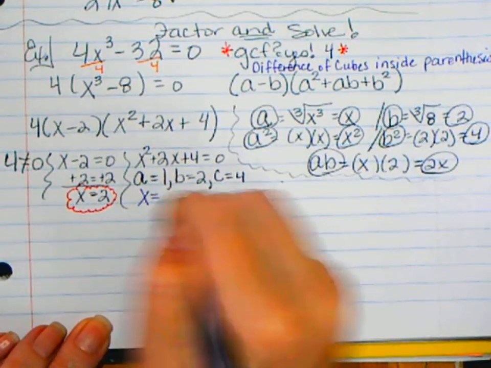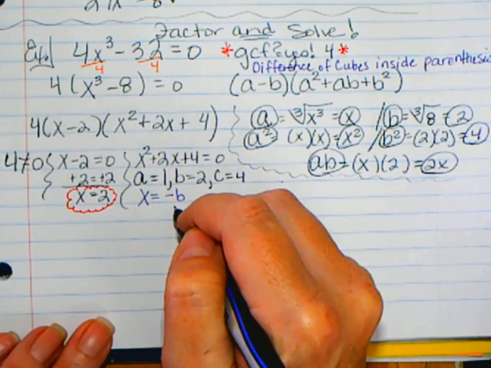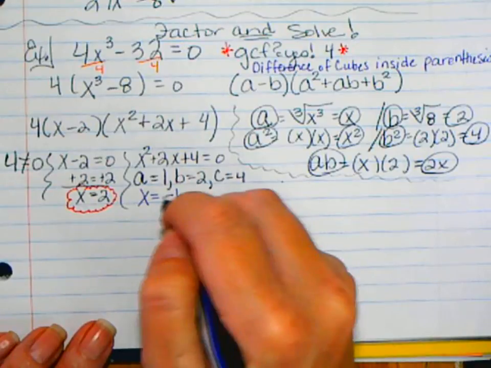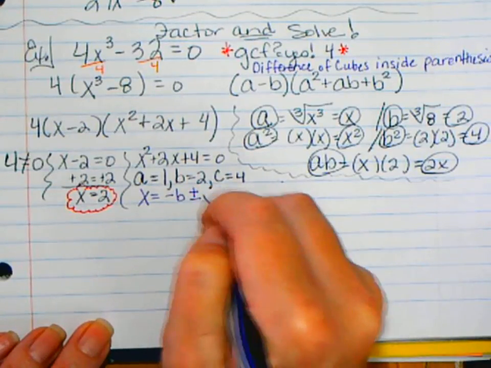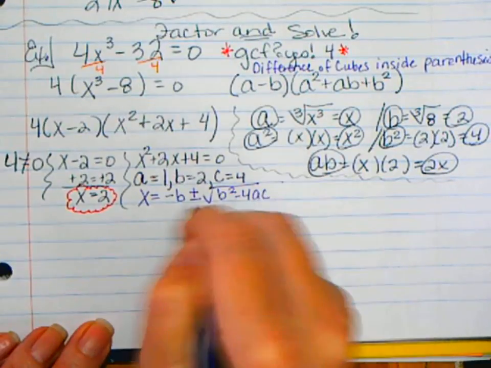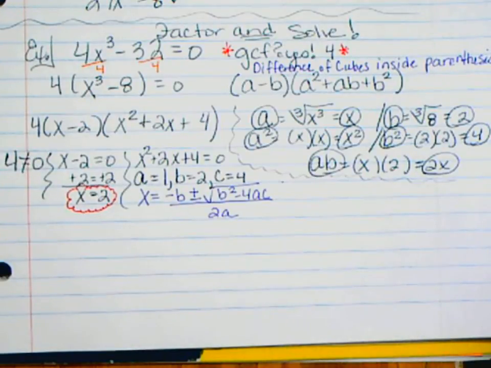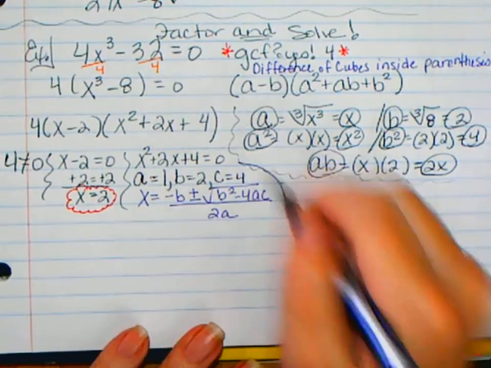x equals negative B plus or minus the square root of B squared minus 4AC, all over 2A. Yeah. I'm going to make myself a little note.